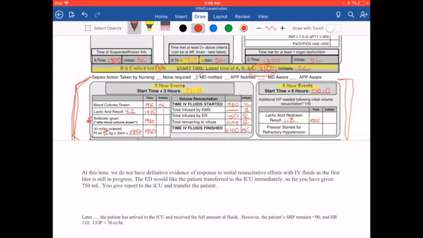So again, you have until 0010 to do that, so we'll just cut it close again and say that we started it at 05, and then just make sure that you initial it.